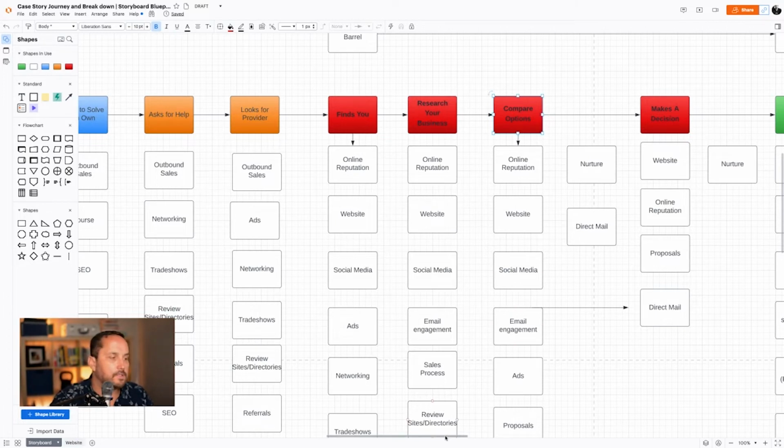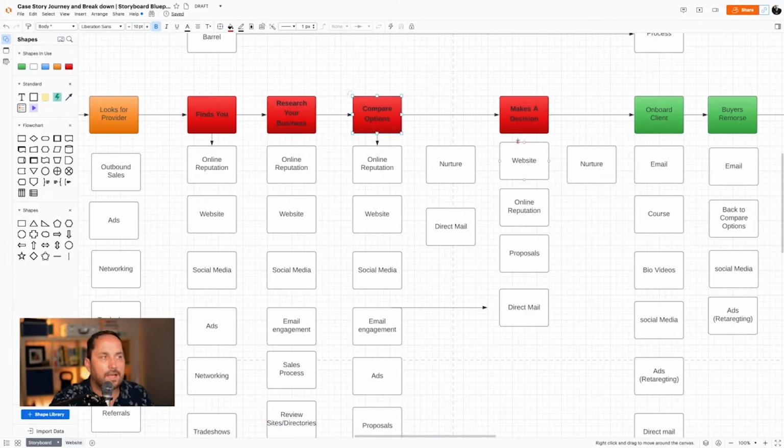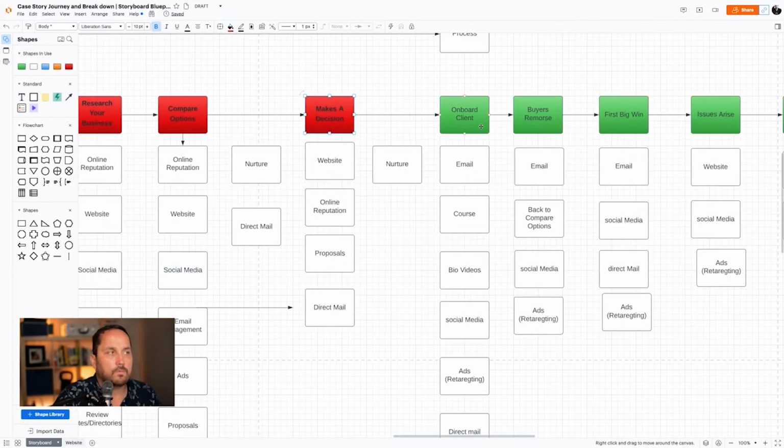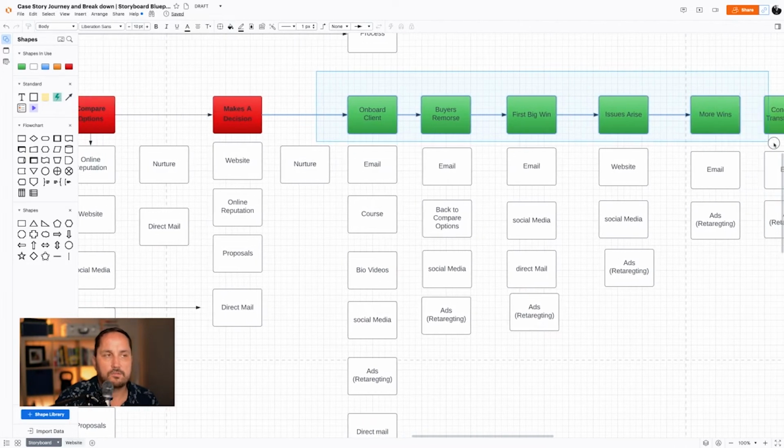Now we're comparing options. And then I make a decision, and I hire the person. And I'm like, okay, I've got a proposal. Make the decision, hire him. And then it's their opportunity to tell me how it's going to work. And the more that they spend time here, and we'll explain why this is green in a second.